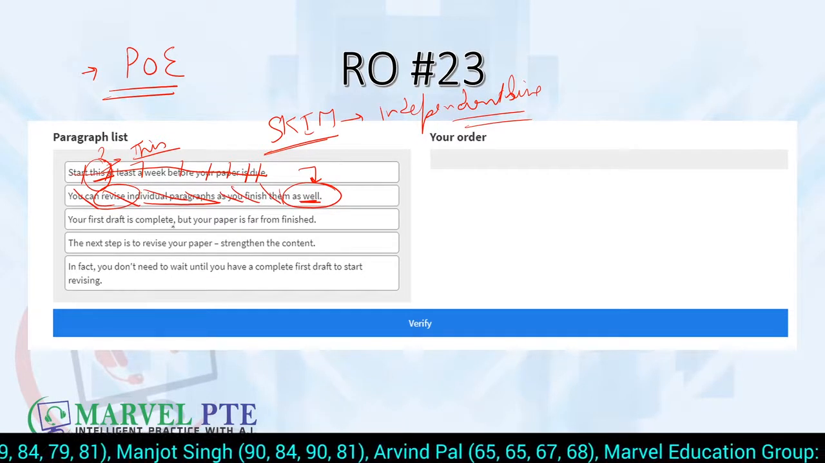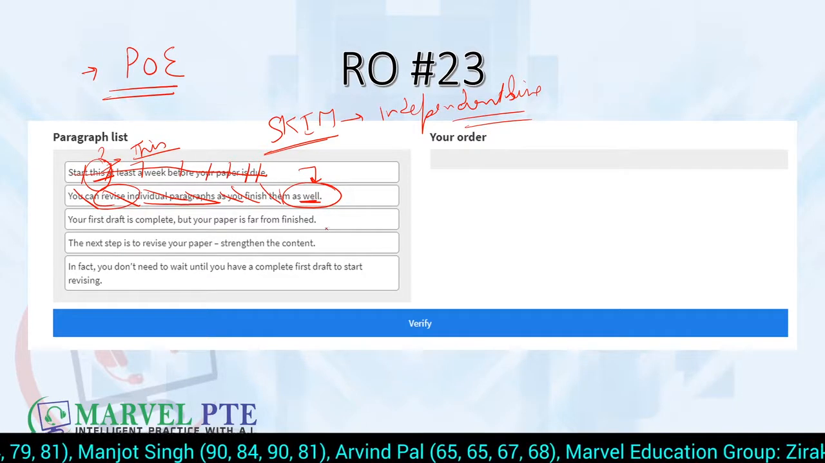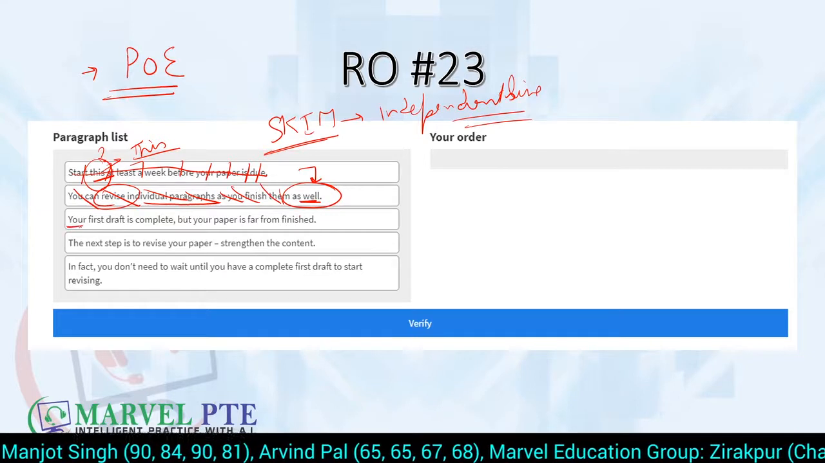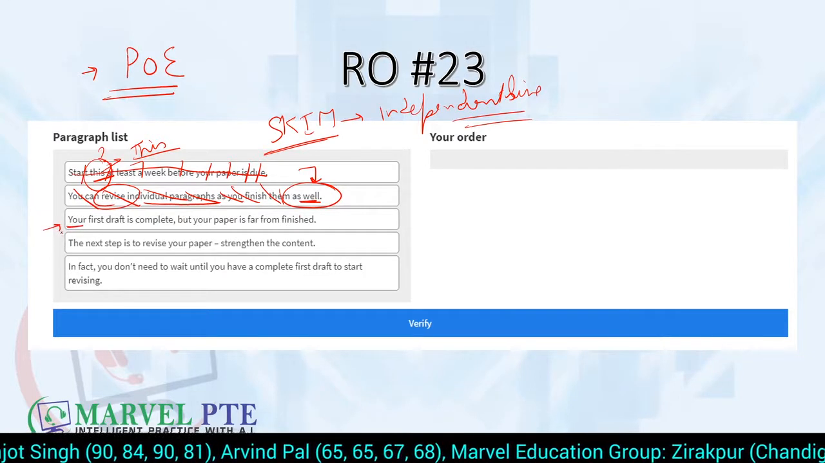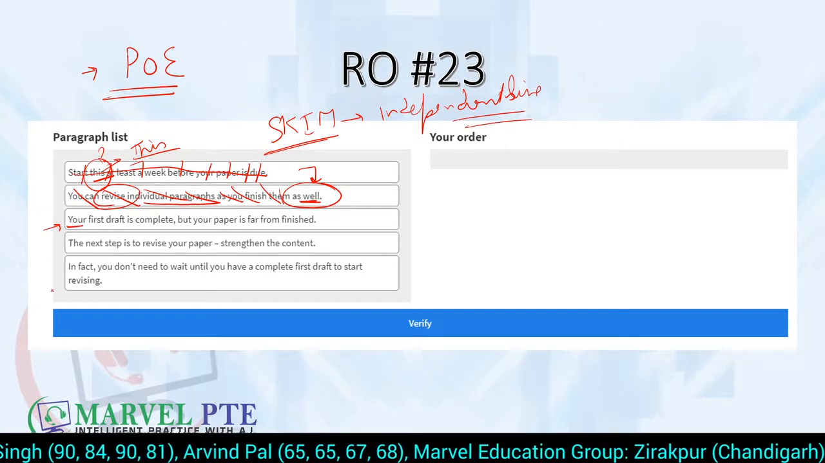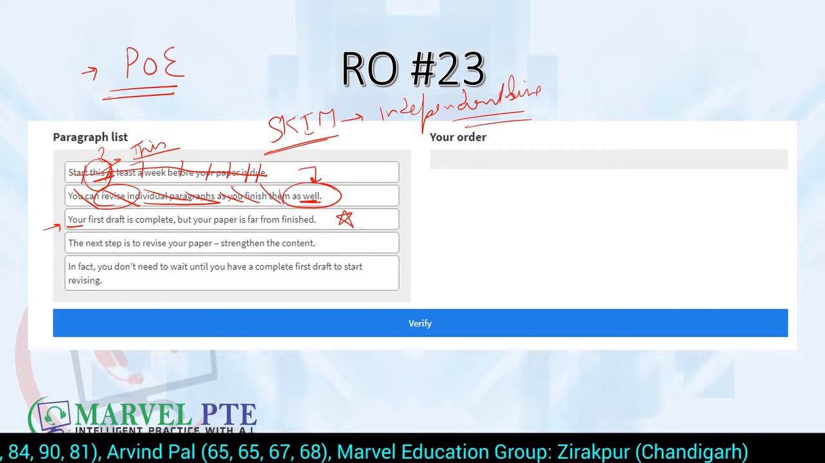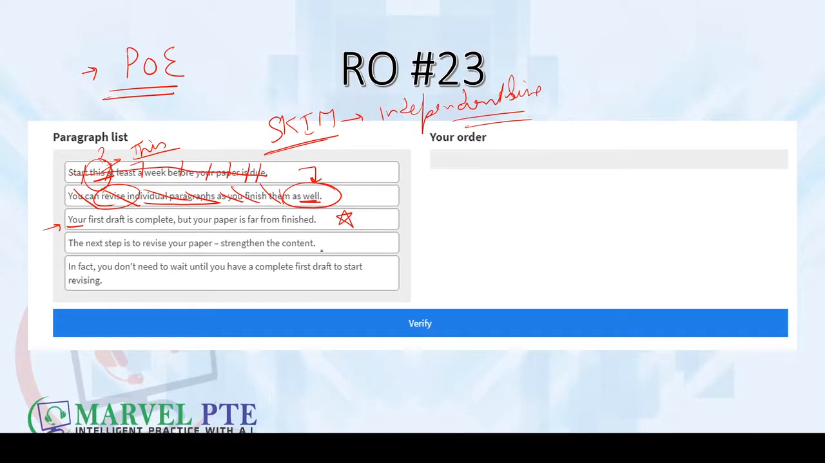Your first draft is complete, but your paper is far from finished. Yes, it seems like an independent line. Now students ask, "Your" is a pronoun, so can it be an independent line? Yes, it can be an independent line, because there is no name mentioned over here. So if a line starts from a pronoun and nowhere is a name mentioned, it can be your independent line. Okay. The next step is to revise your paper, strengthen the content.